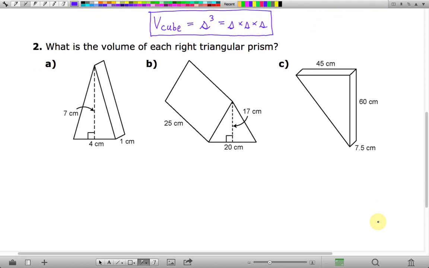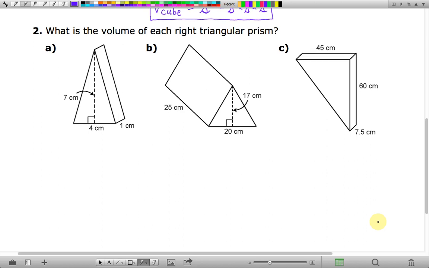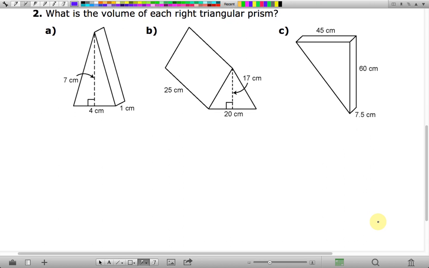Alright, next we'd like to do the volume of each right triangular prism. Now, with a prism in general, to find the volume, we do the area of the base times its height, and we're talking about the height of the prism. The area of the base, when we're talking about the base, we're not talking about the bottom. We're talking about the base as the triangle.